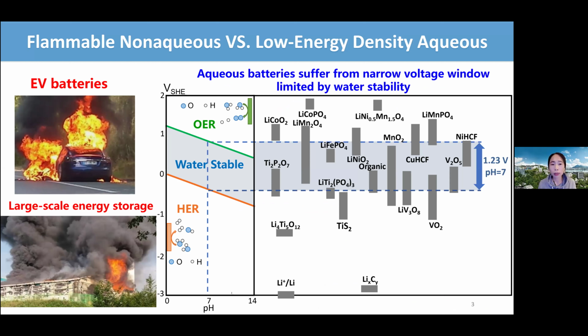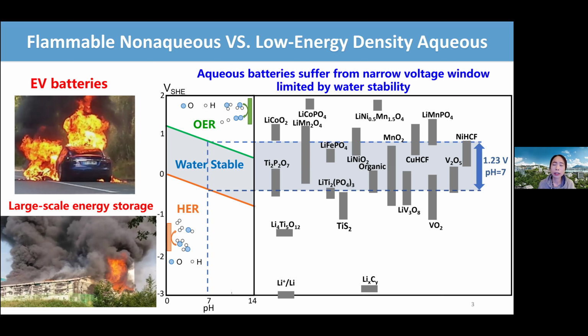So we all know that non-aqueous batteries have high energy density. However, they are flammable, and so in a lot of applications, there may be a risk involved. For instance, EV, or of course, most importantly, large-scale energy storage. The larger the scale, the larger the risk could be. So if we look at chemistries beyond non-aqueous, we look at aqueous battery.